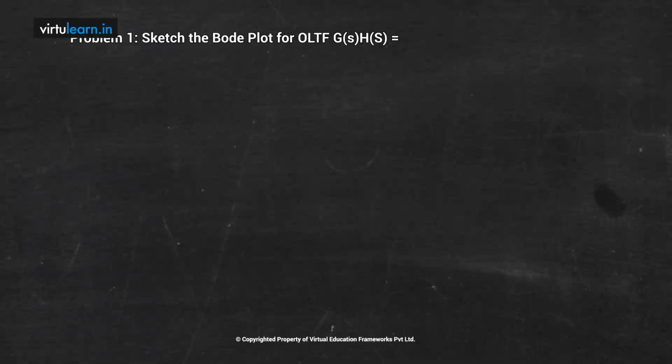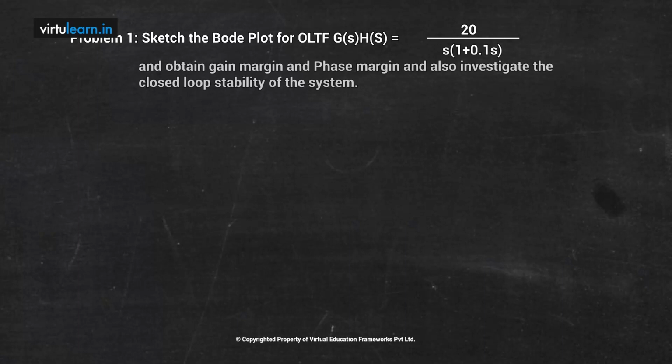know the steps to draw the Bode plot. So to understand that, let us take this example for illustration purpose. The problem statement goes like this. Sketch the Bode plot for the open loop transfer function G(s)H(s) is equal to 20 divided by s into (1 plus 0.1 s), and obtain gain margin and phase margin, and also investigate the closed loop stability of the system.